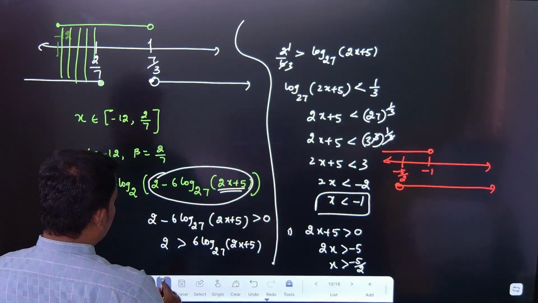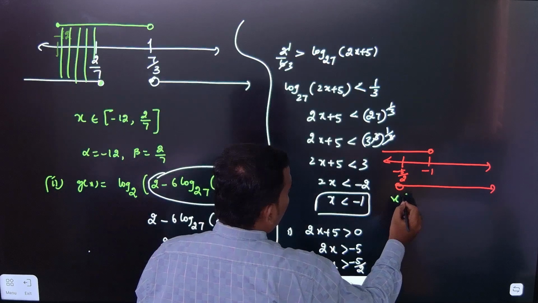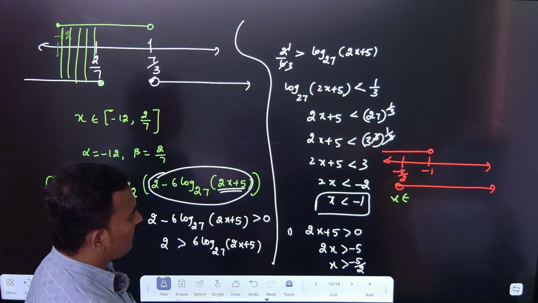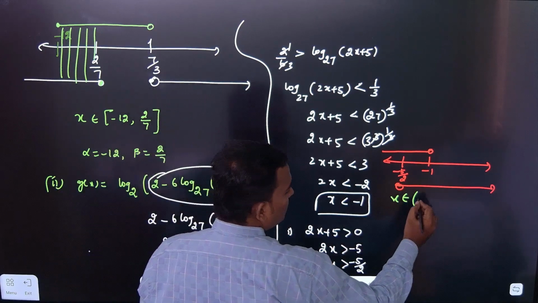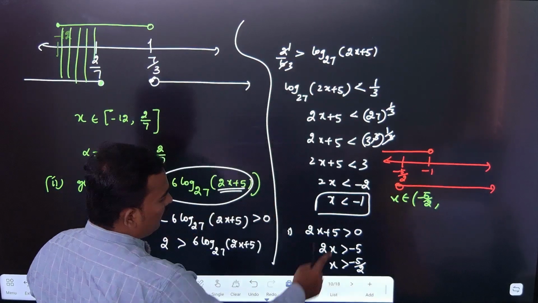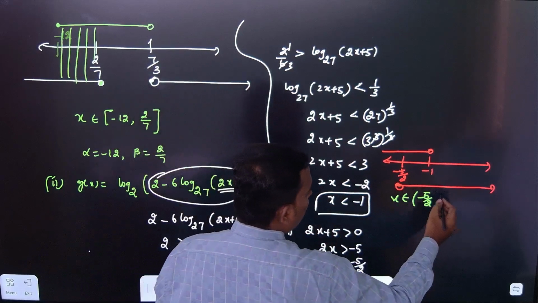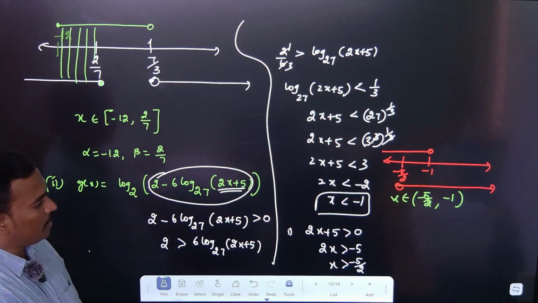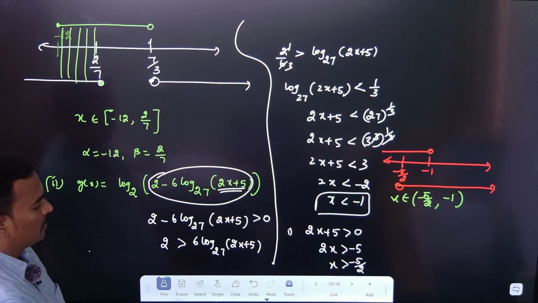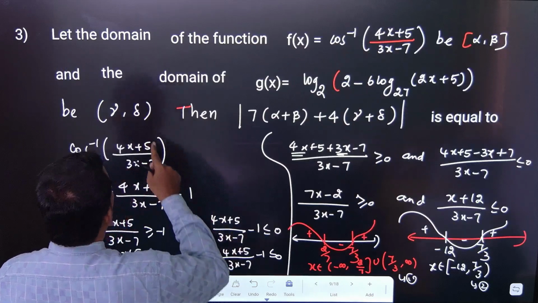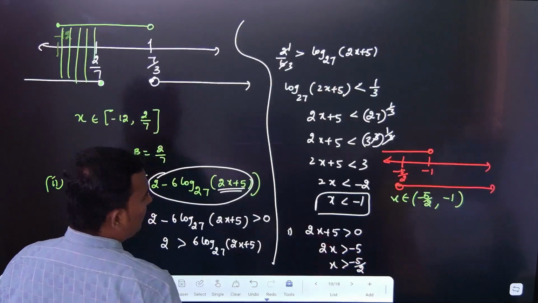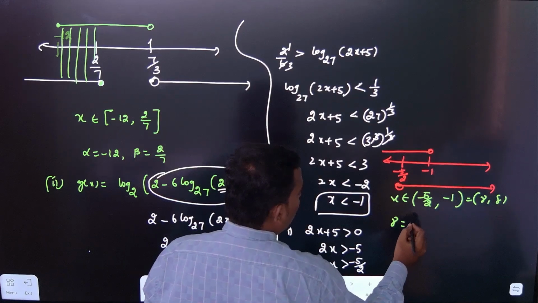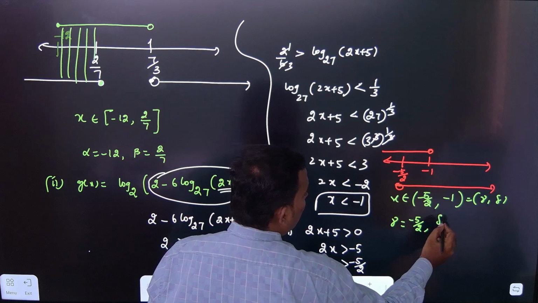The common thing is that x belongs to the open interval from minus 5 by 2, and minus 1 is not included. Right? This is your common domain of g of x. Clear? You can see which form is there: gamma comma delta, both will be open interval. Therefore, gamma will be minus 5 by 2 and delta will be minus 1.